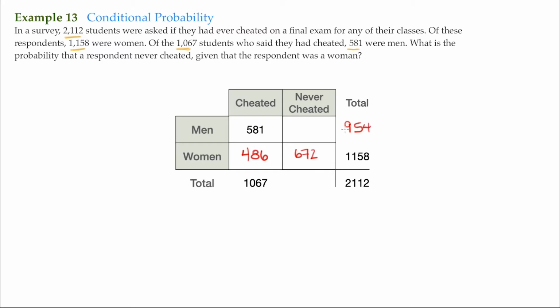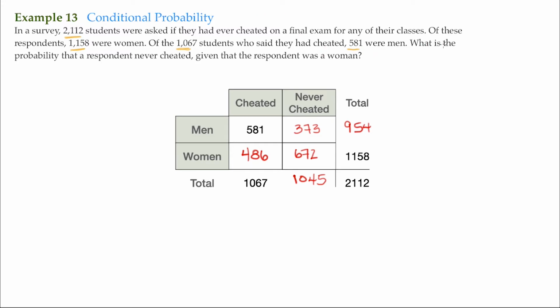Then, of course, if I have 954 here, 581 are already accounted for in this row, so this has got to be 373. And then for the total down here, we simply add these two together, and that gives us 1,045. So now everything is filled in, and we can go ahead and answer the problem.